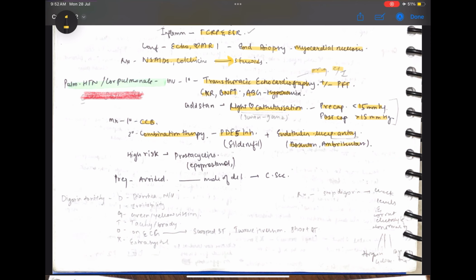And if the patient is at high risk for any sort of intervention, then prostacyclins we have to use, that is epoprostenol. Now we have to avoid pregnancy if the patient is already having pulmonary hypertension, but if the patient is diagnosed with pulmonary hypertension after knowing that she was pregnant, then mode of delivery would be C-section. The AMC can ask a question like this, that the patient now has pulmonary hypertension and she was already pregnant, so then the mode of delivery would be C-section. This is how you can tackle the question.